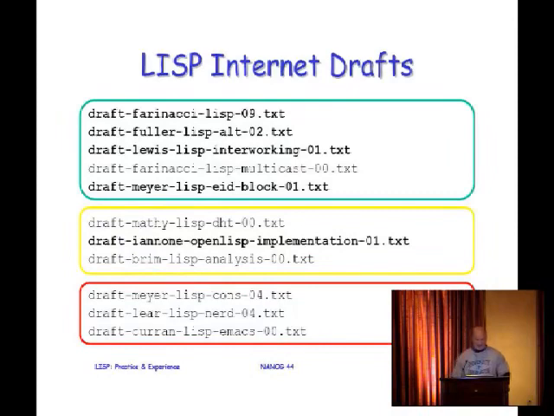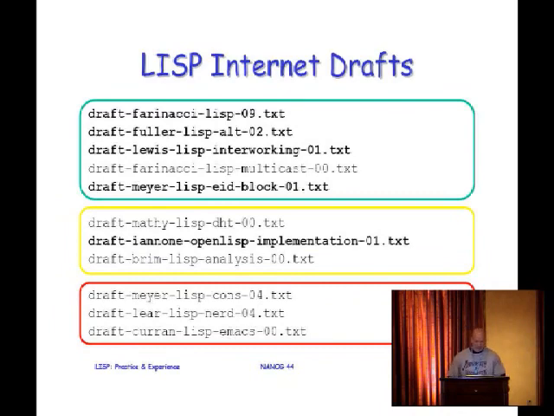Here are the Internet Drafts that are out there. The top one is the base spec. The draft-fuller one is the ALT spec. It's pretty straightforward and easy to read. The interworking spec is draft-lewis. And then I wrote this one. It's really trying to put a stake in the ground saying I need an EID prefix allocated by the IANA. That's what draft-meyer-lisp-eid-block is. But really I went out and bought one because I couldn't get them to give me one. So I got $500 extorted from me by ARIN so I could use the /32. Apparently they're rare or scarce.